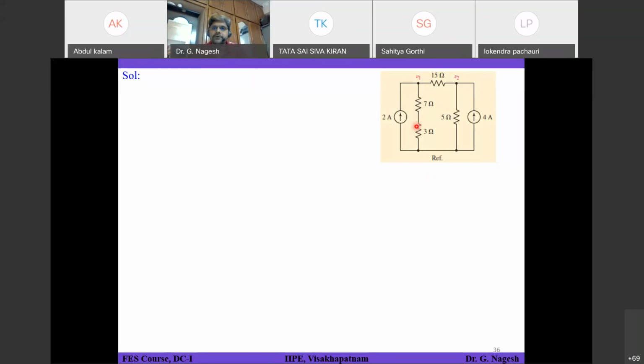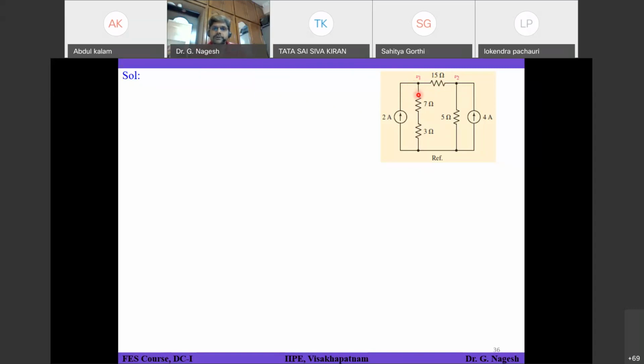Okay, so if you see node 1, there are 3 branches connected to it. One is a 2 amperes current source, another one is a 10 ohms resistor, and the other is a 15 ohms resistor. When I talk about this node 1, all the 3 currents are coming out of that particular node, coming away from that particular node. That is what I am considering.